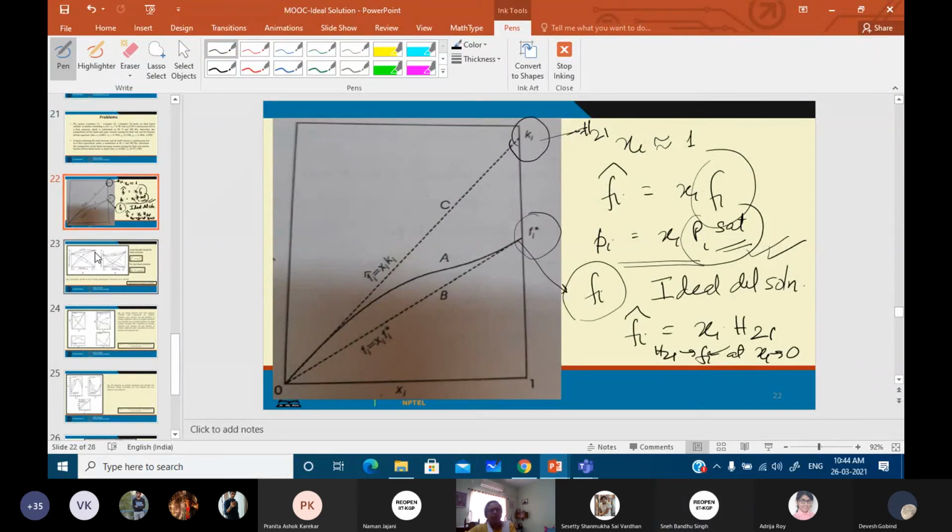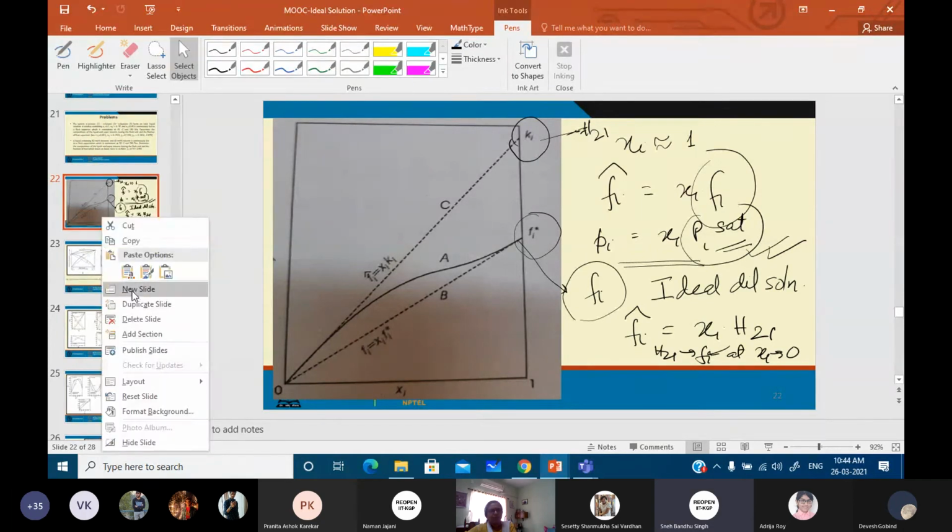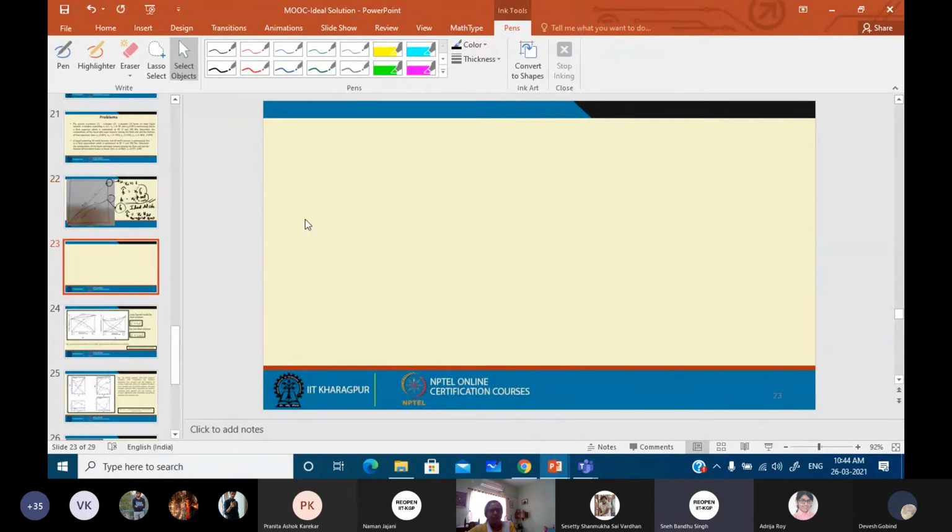And how to account for it? Ma'am, for a non-ideal solution, the vapor pressure can be more or less than the ideal solution, and it depends on the mixing, like whether it is positive deviation or negative deviation.